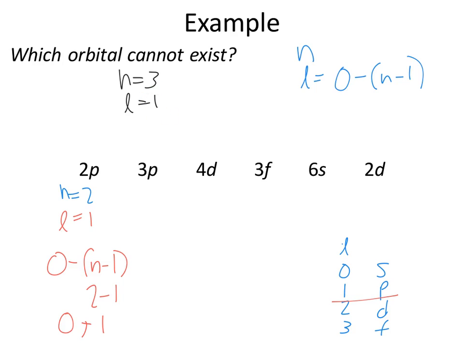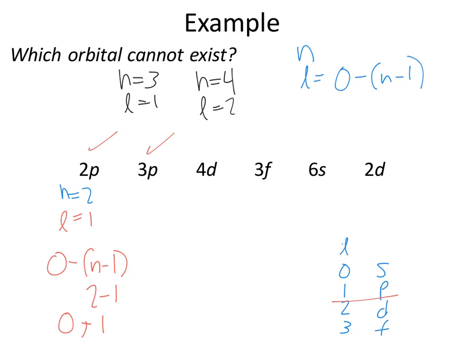Well, L is 1, so that works. It could be 0, 1, or 2, and L is 1, so that's fine here. So this is okay, that's okay. Let's look at 4D. So 4D, the n value, the energy level, is 4. And the L value is going to be equal to, well, let's take a look. Our D's are equal to 2, so our L value is going to be equal to 2.